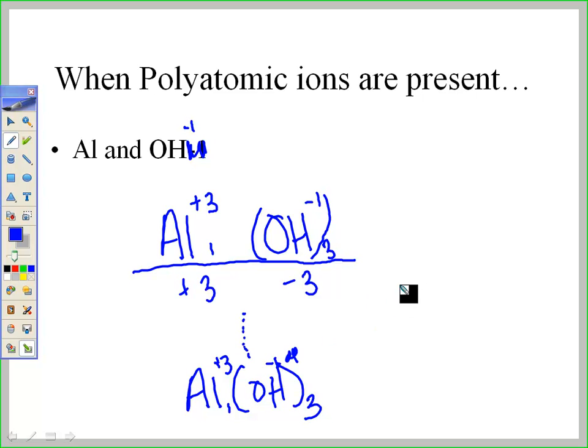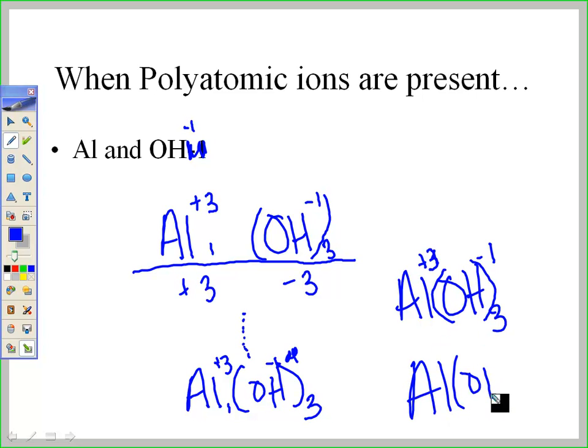I'd want 3 of those, not just 3 hydrogens. So the question to ask yourself is if I take those parentheses away, does that change what I'm trying to say? And it does. Here I'm saying I have 3 of the entire OH group. Here I'm saying I just have 3 hydrogens. So it's important that I put those parentheses on to indicate that I have 3 of everything inside, not just the H. So that would be my formula unit. It would have 1 Al and 3 OH minuses.